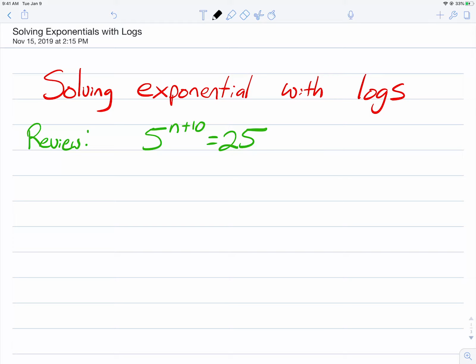So we're going to be solving exponentials with logs. Some of these might look very familiar, but we're going to have to come up with a new technique to solve some that don't work with what we've done in the past. For instance, this is a problem that we have done before.